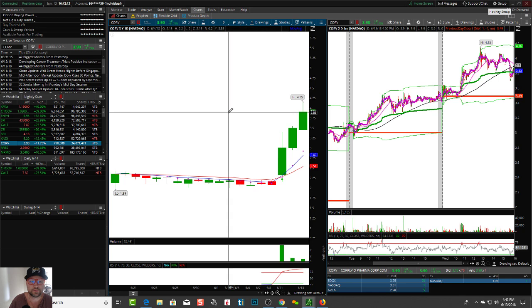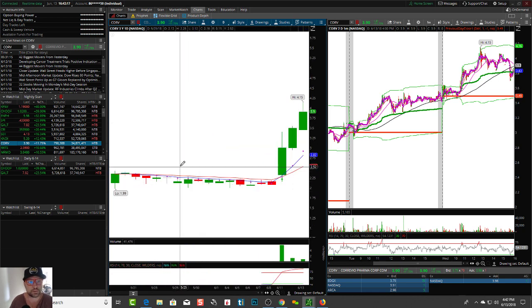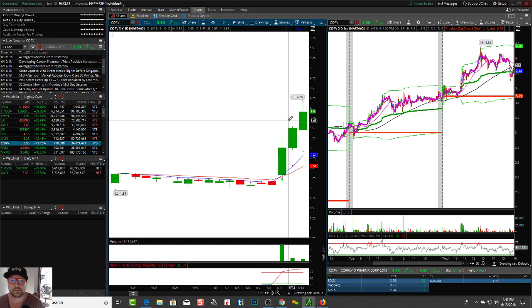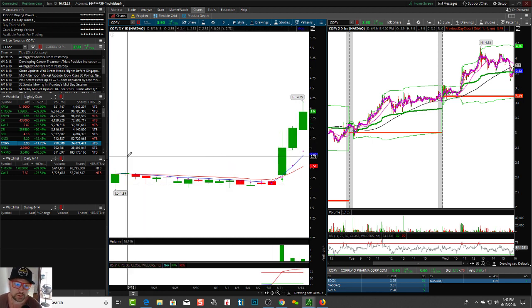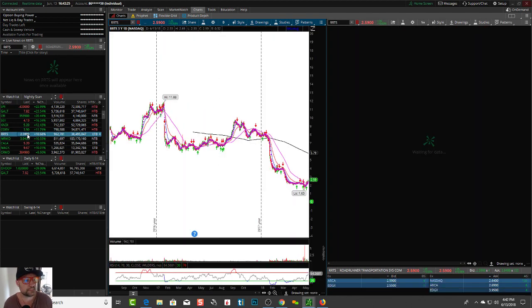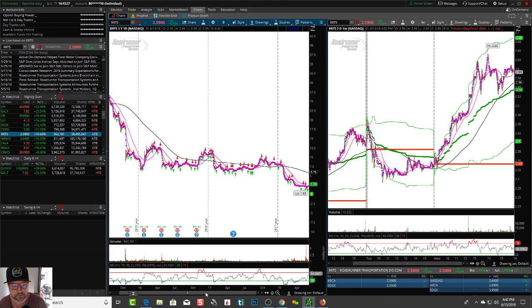Corv. Well, this is one that doesn't have much of a history. I look at this after 3 green days as a potential short, but I don't know if it's a newer stock or what, so I just skip past that. RRTS.